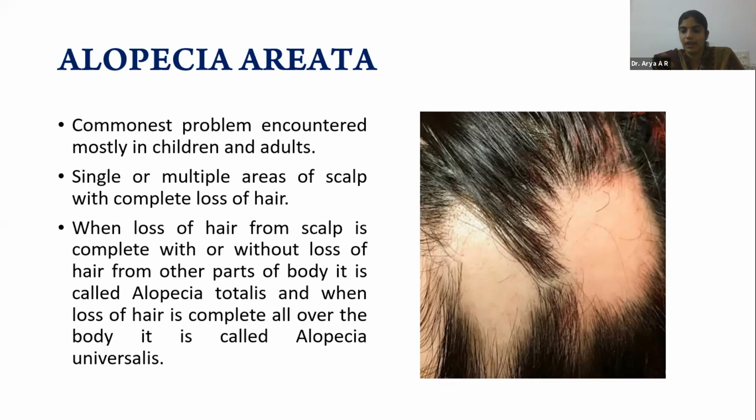This is complete loss of hair all over the body. That is, you could see hair loss of eyebrows, eyelashes, scalp, everywhere. The loss of hair is prominent. That is complete loss of hair, and it is called alopecia universalis. When there is complete loss of hair in the scalp, with or without loss of hair on any other part of the body, it is called alopecia totalis. And alopecia areata is a condition where you could see patches of hair loss in your scalp. There may be one or multiple regions.